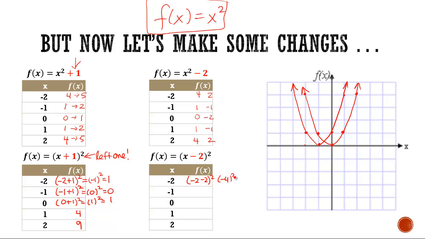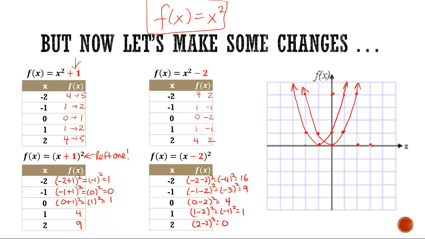-4 squared, 16. It's a little off our graph, so let's keep going. So that's -3 squared will be 9. 0 minus 2 will be 4. So that one's easy to graph. So 0 will be at 4. 1 will be at 1. And 2 will be at 0.